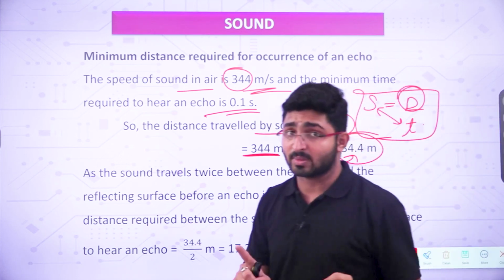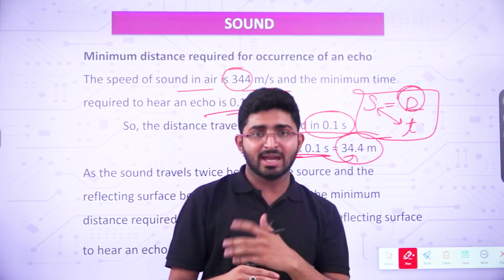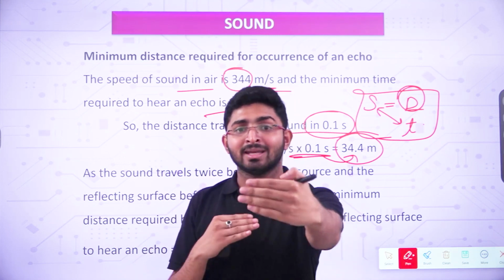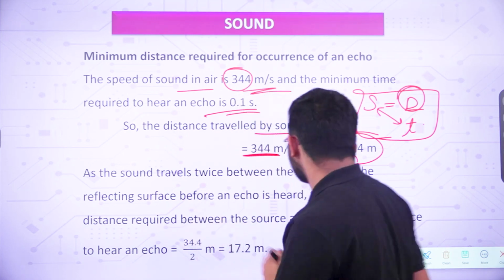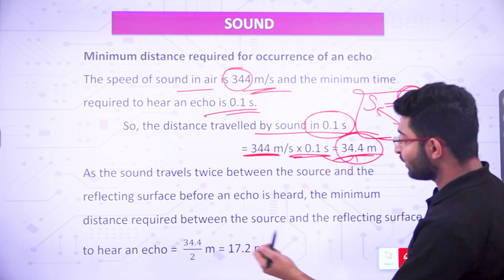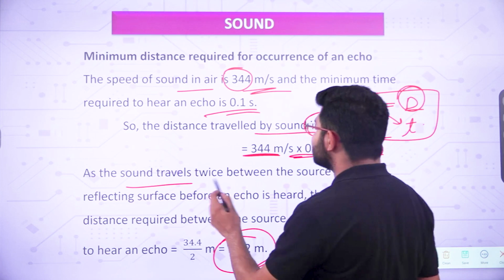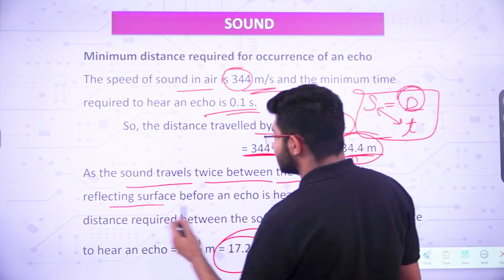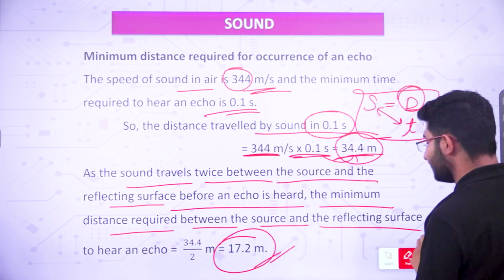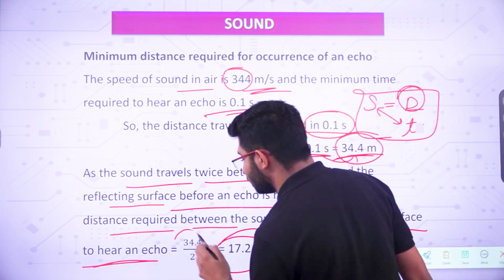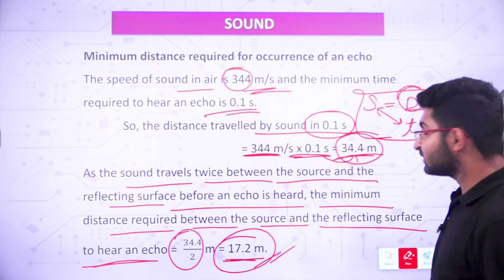Now there is a thing. My sound is going to cover the distance twice, right? The sound is going to the wall and then it is coming back. So it is covering twice the distance between me and the wall. That's why I'm going to divide 34.4 by 2, which gives me 17.2 meter. It is written here as well: as the sound travels twice between the source and the reflecting surface before an echo is heard, the minimum distance required between the source and the reflecting surface to hear an echo is 34.4 upon 2 meter, which is 17.2 meter. You can take the screenshot of this.